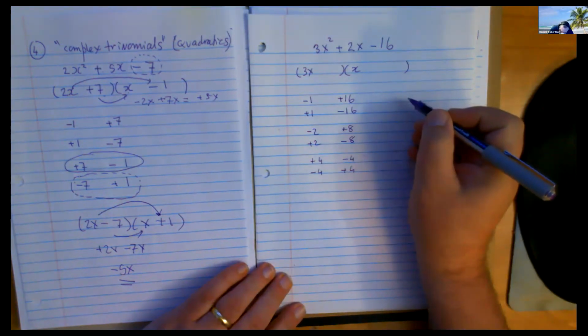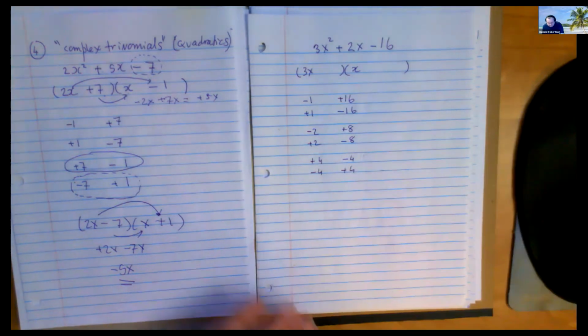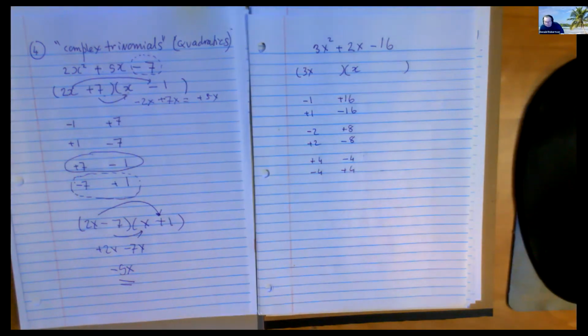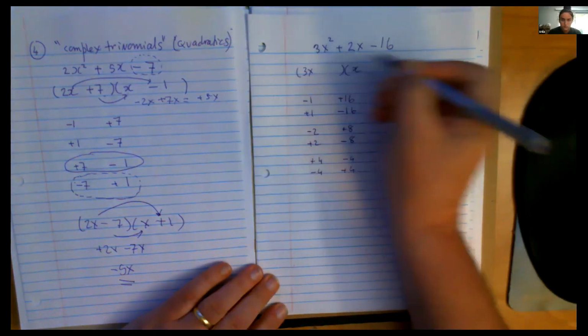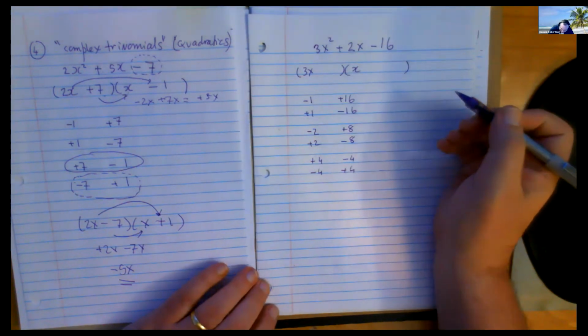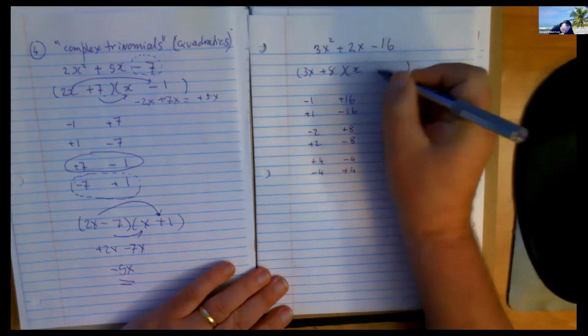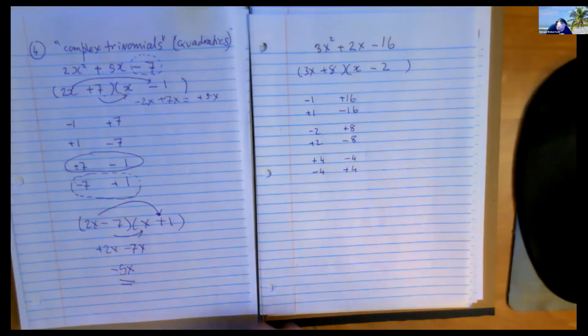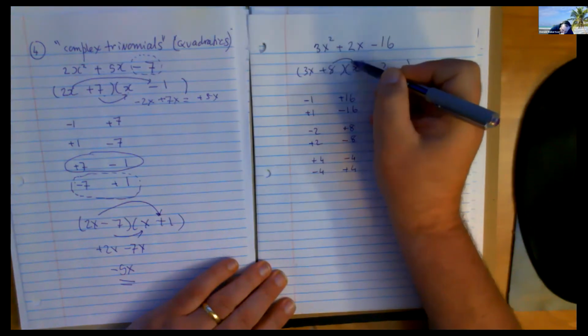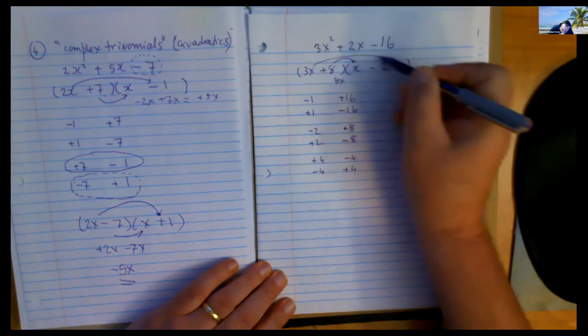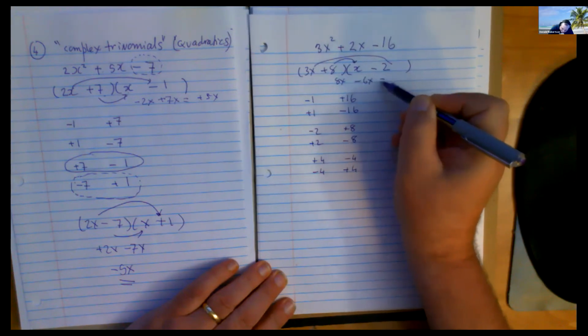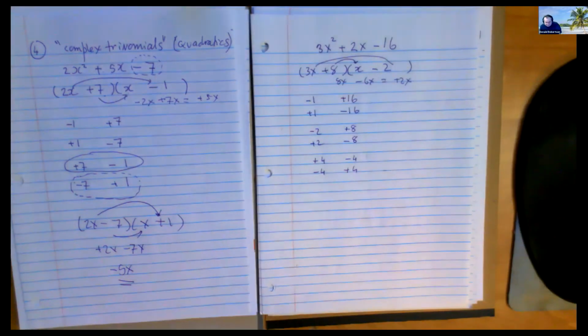Now, anybody want to jump right in and tell me a combination that works? +8, -2. Positive what number and negative what number? 8 and 2. You're going to put an 8 there, and you're going to put a 2 there. Let's double check it. Looks good to me. That guy's 8x, and that guy is -6x, and there's your positive 2x. Agreed?